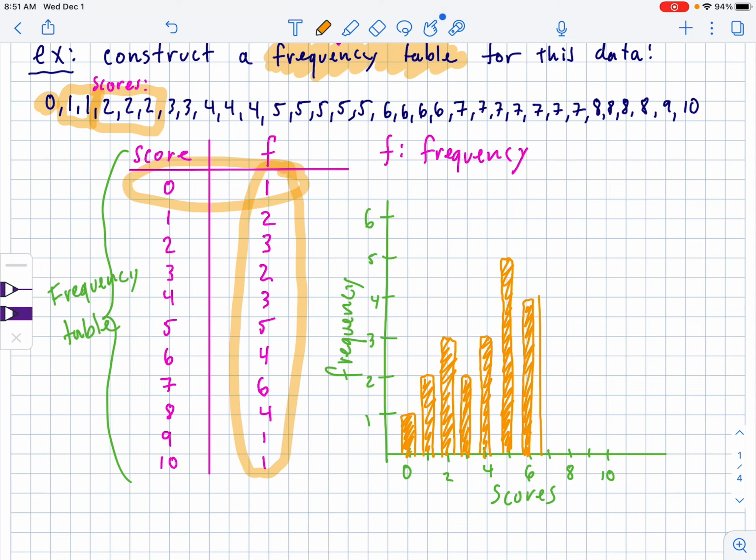7, there's 6 of them. Let's see. Oh, it's the tallest one. Man, I really should have spaced these out more. These are some skinny bars. 8 is 4. Skinny bars is also my MC name. 9 is 1. And 10 is 1. So this is called a bar chart.